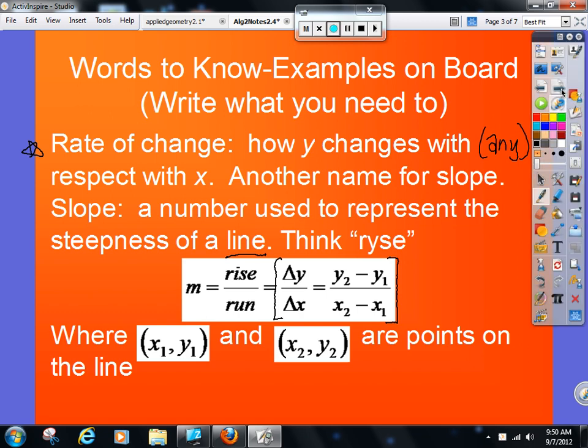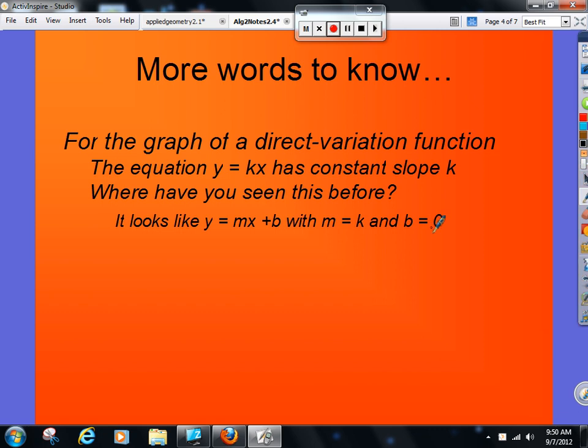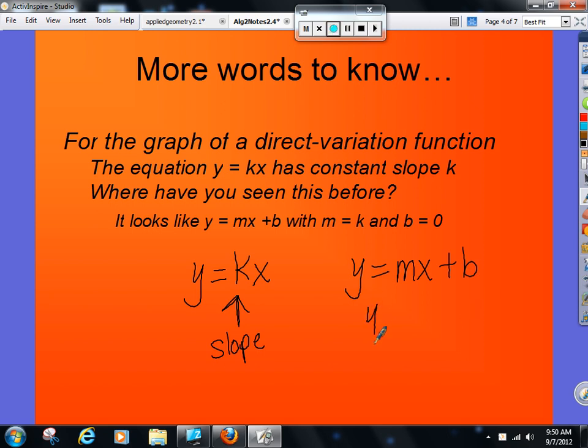not just the line. Okay, for the graph of a direct variation function, the equation y equals kx has constant slope k. Where have you seen this before? So they're saying if you have y equals kx, where it's direct with no exponent here, this is your slope. You should all be saying right now, well, duh. This looks just like y equals mx plus b, except b is 0. So then I just have y equals mx. So k and m are the same thing here. And that's exactly right. Your slope and your variation constant are the same in the situation of y equals kx. So that's what makes y equals kx a special direct variation relationship.